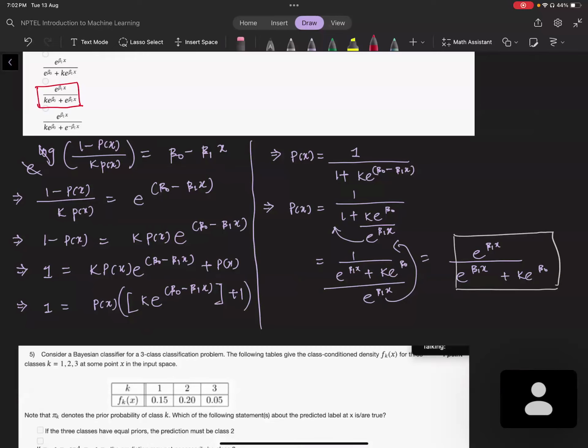Okay. Question number 5. Consider a Bayesian classifier for a 3-class classification problem. The following table gives the class conditioned density f_k(x) for 3 classes, k equals 1 to 3, at some point x in the input space. Note that pi_k denotes the prior probability of class k. Which of the following statements about the predicted label at y are true?